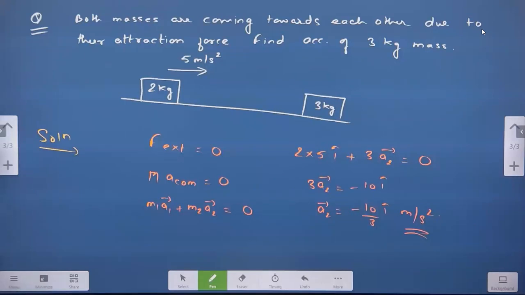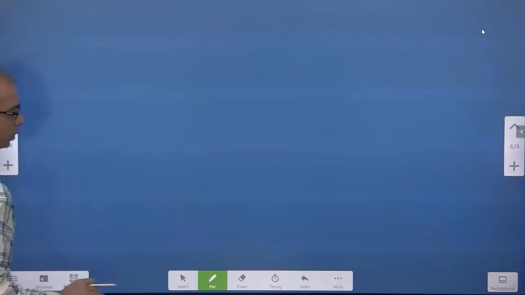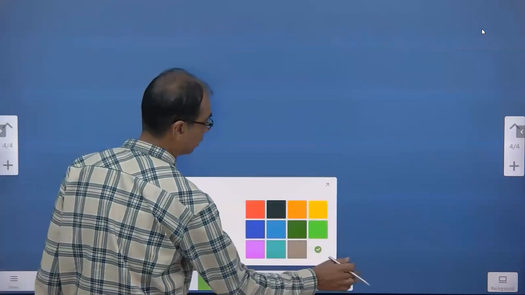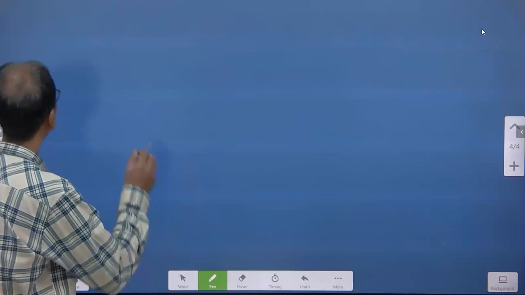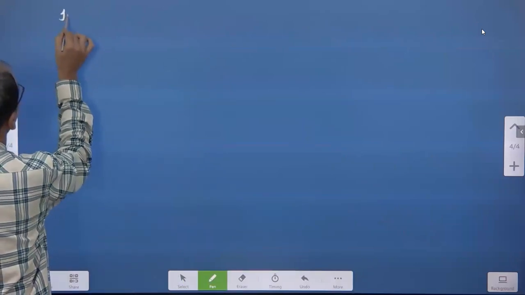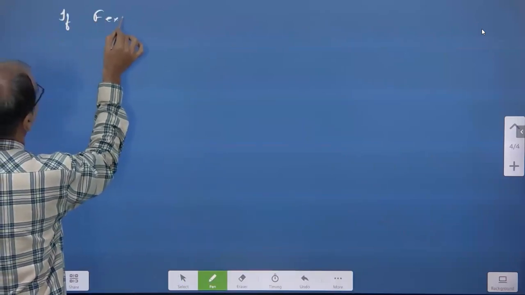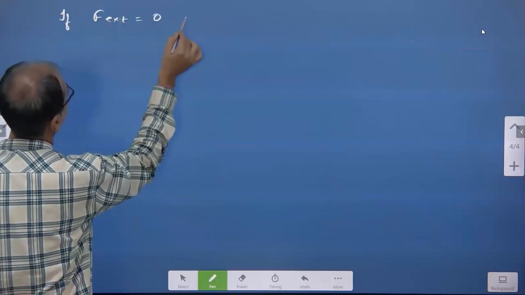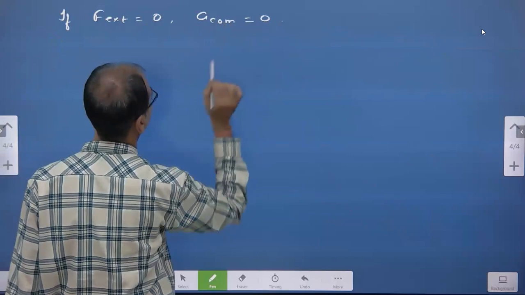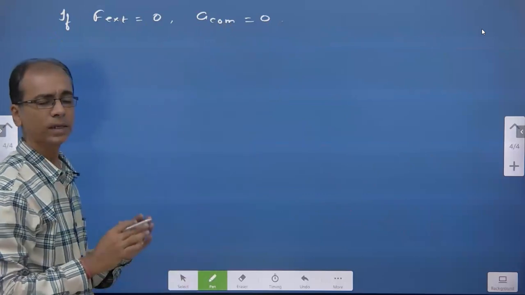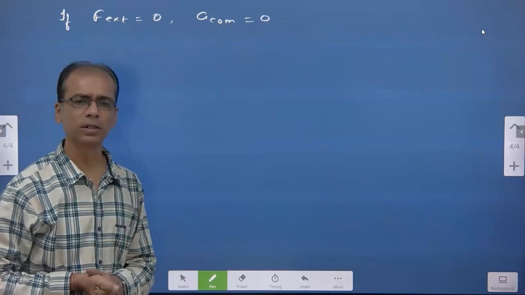Completed, students? Yes, sir. Okay, now let's move ahead. So what we did so far, we said that if external force is 0 on the system, acceleration of center of mass is 0. Perfect. If F external is 0, acceleration of center of mass is 0. Fine. Now, if acceleration of center of mass is 0, what does that mean?